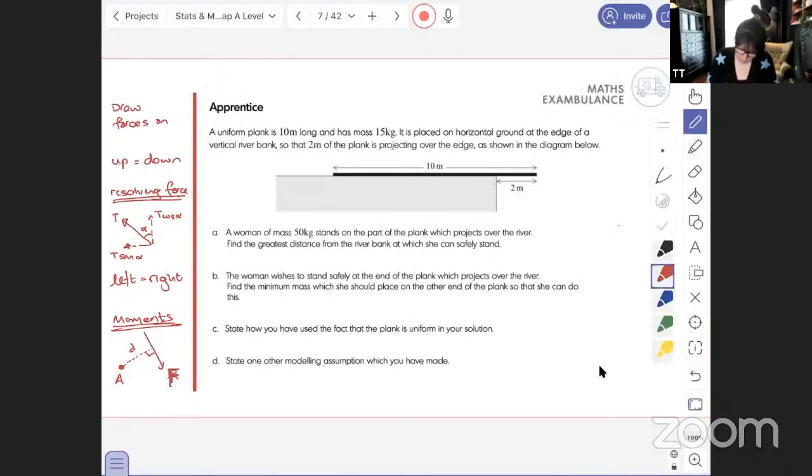And then for moments, we're going to make three equations. Equation 1, up is down. Equation 2, left is right. And equation 3, clockwise equals anti-clockwise. And really the big bit of advice that I'm going to give you is to do your moments individually.